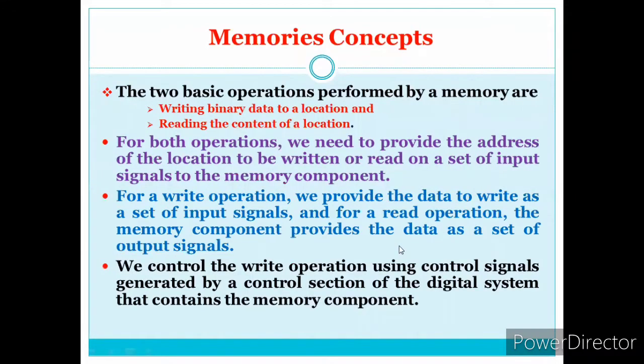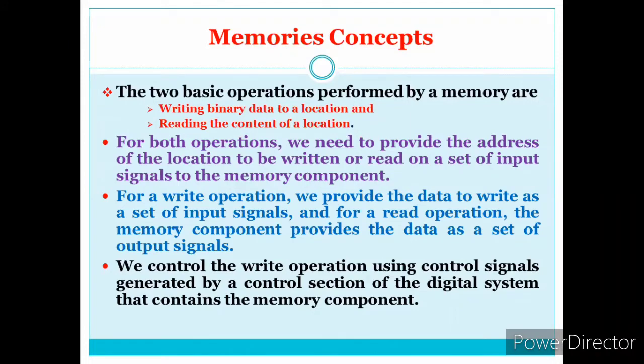There are two basic operations performed by the memory. What are those? Simply writing and reading. Writing binary data to a location and reading the content of a location. In simple terms, when we are reading a book, we are receiving information. Or when we are writing, we are transferring it onto a notebook. The same thing happens here also.